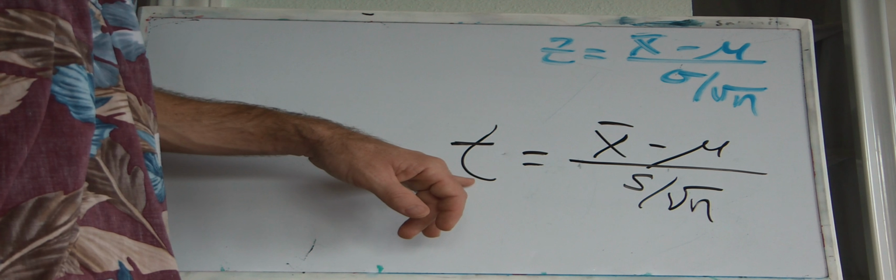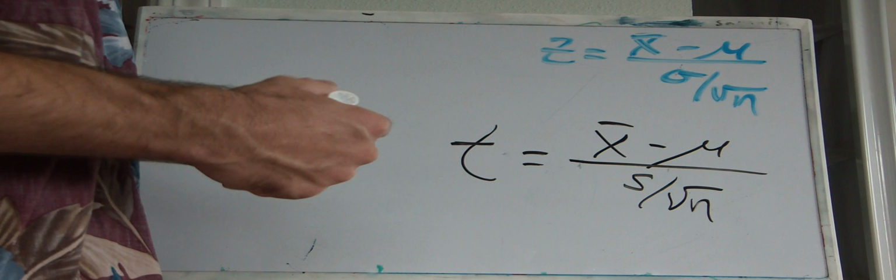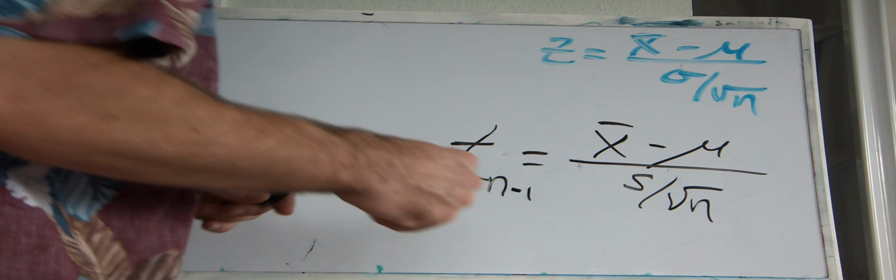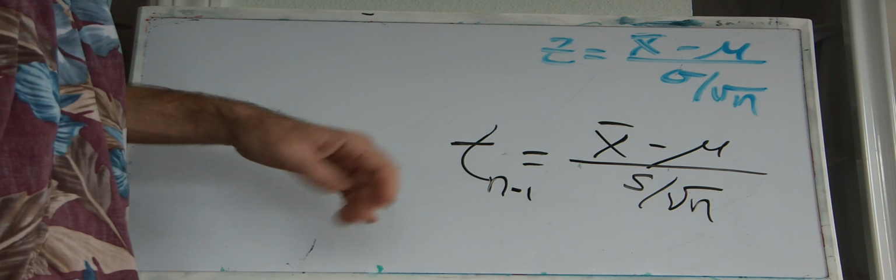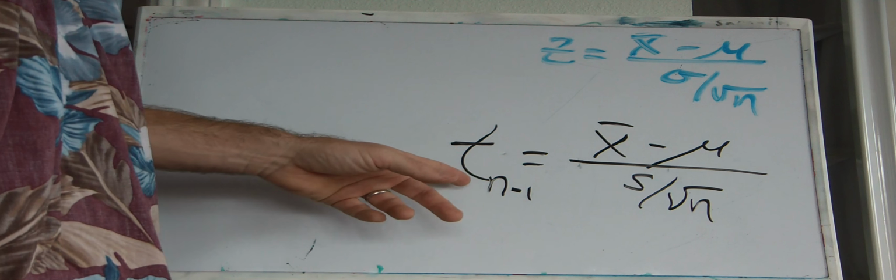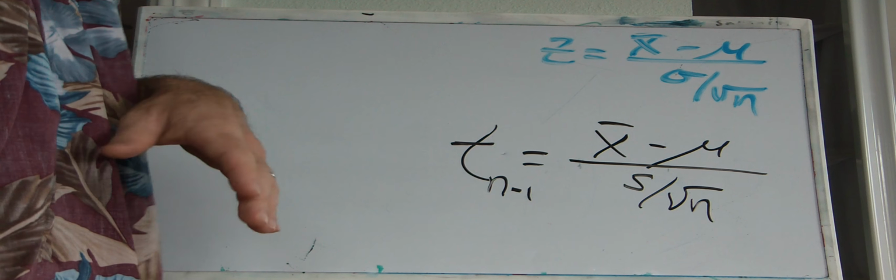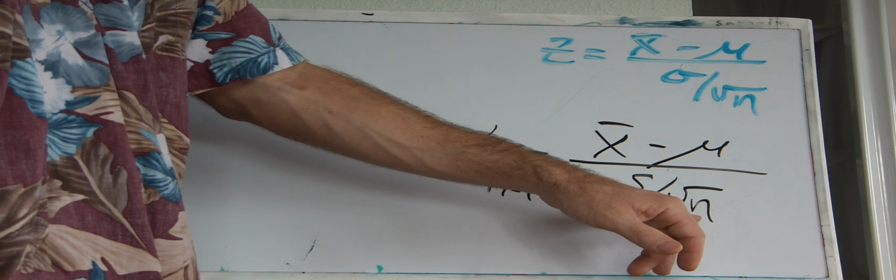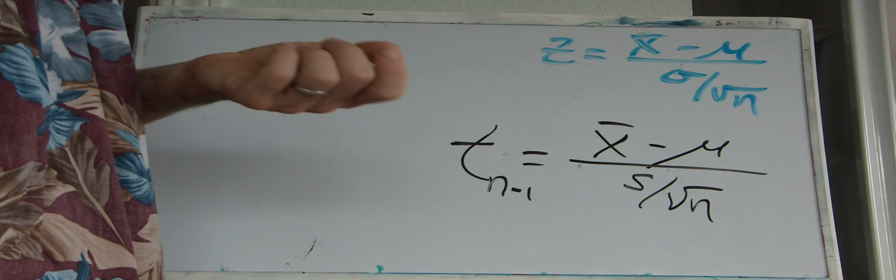So we use t instead, and again, t will have a certain number of degrees of freedom, and that's determined by the sample size, n minus 1. So if you have 100 data points, you have 99 degrees of freedom. If you have 50 data points in your sample, you have 49 degrees of freedom.